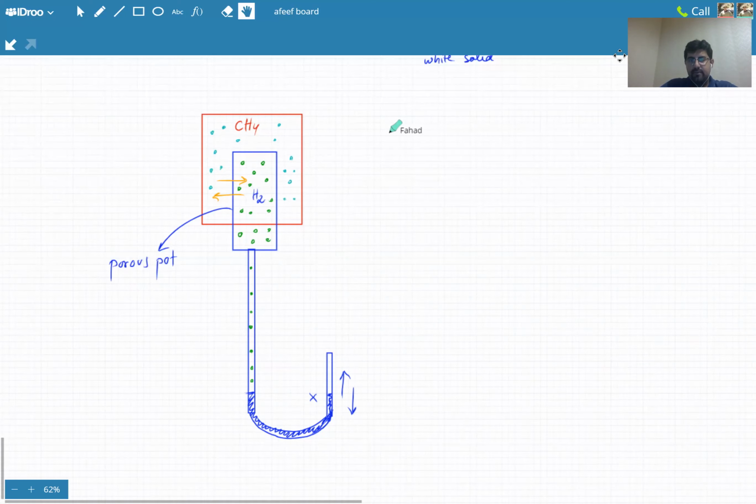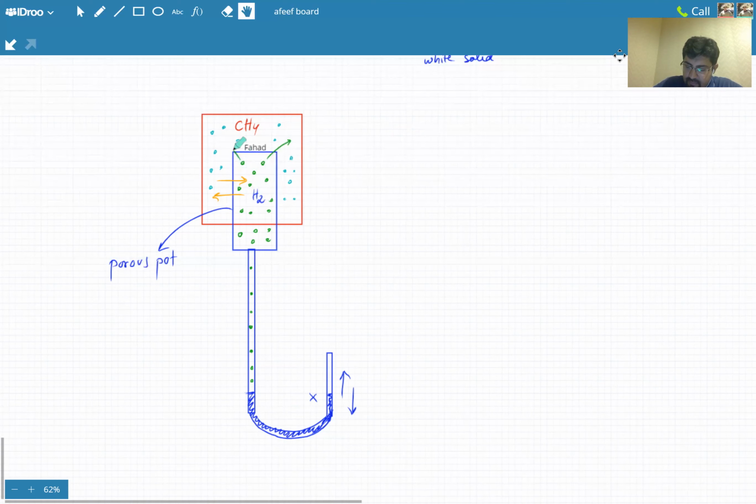Would they move downwards? No, they're going to diffuse. Remember, the walls are porous. Because H2 is lighter than CH4, it would diffuse quicker. But where would they diffuse? They move from a region of higher concentration, so the green particles are at a high concentration, and they move into the red box basically.